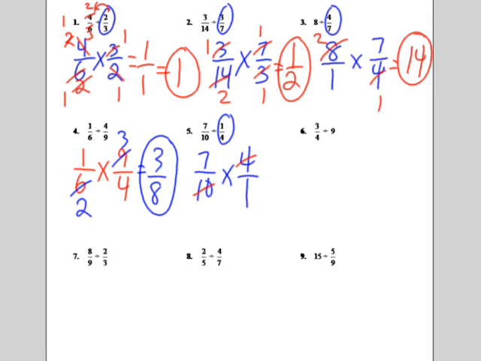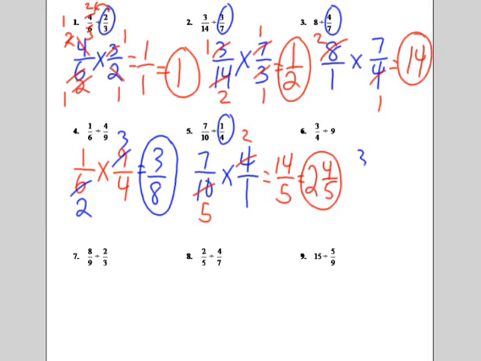So we could cancel, 2 goes into both 10 and 4. And there's nothing else we can cancel. 7 times 2 is 14. 5 times 1 is 5. We're left with an improper fraction. So we're going to change that back into a mixed number. 5 goes into 14 2 times with 4 left over, so it would be 2 4/5. Let's try the next one.